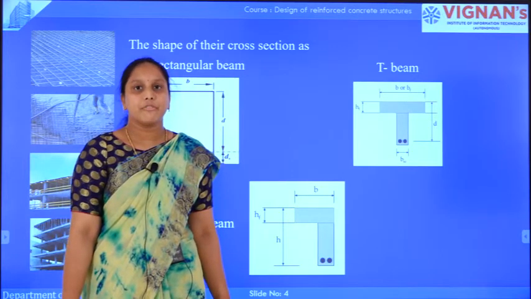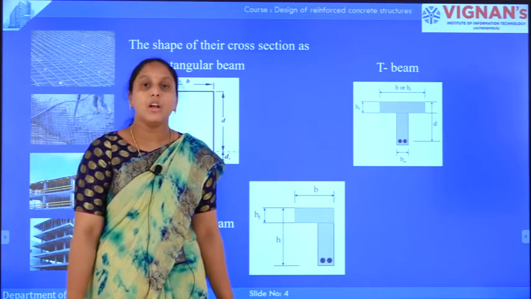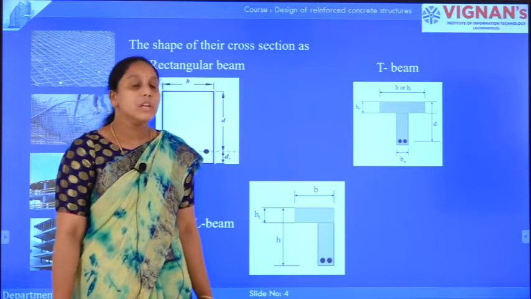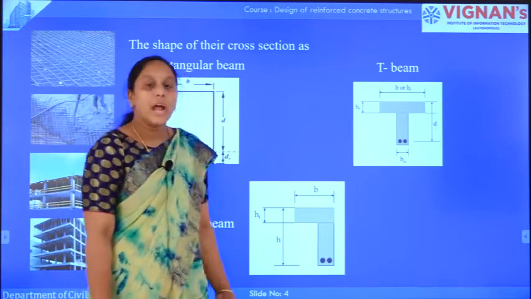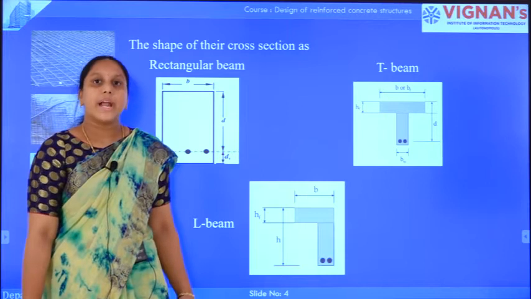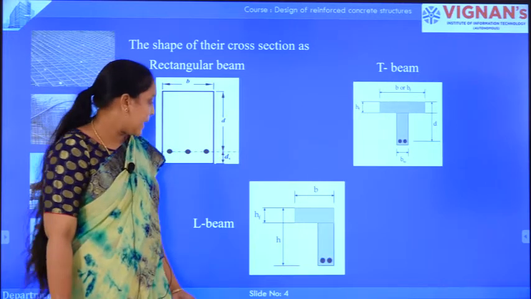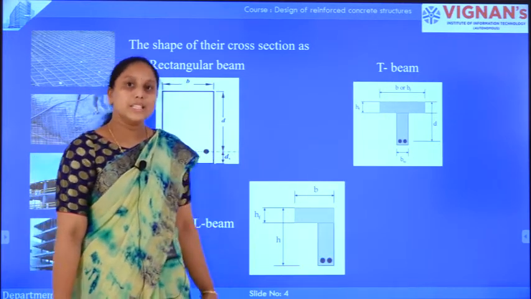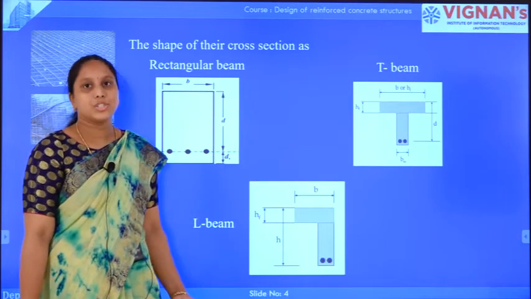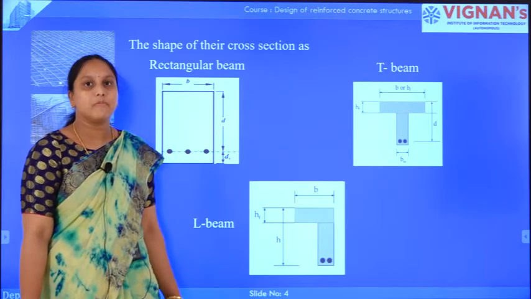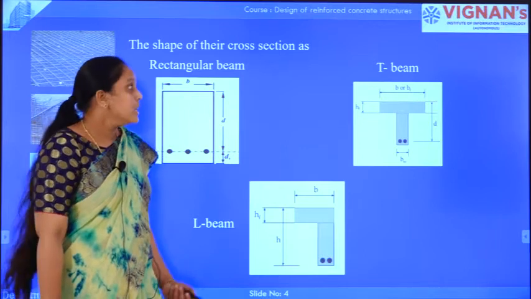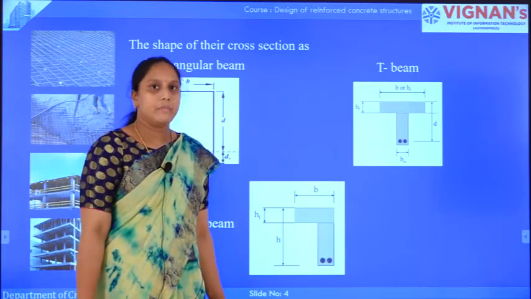So, in such kind of cases, if you take a section, all the intermediate beams will look like a T-beam and all the beams at the ends will be like an L-beam. So, in such monolithic casting of beam as well as the slab, which is done together, you can see the T and L beams.